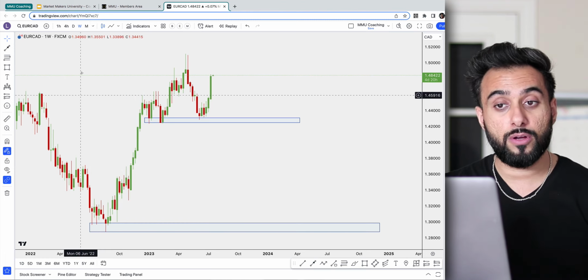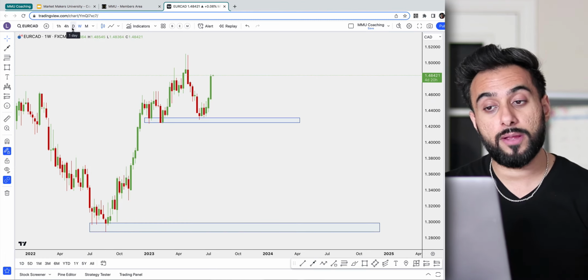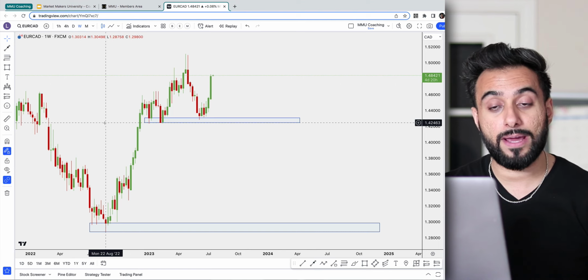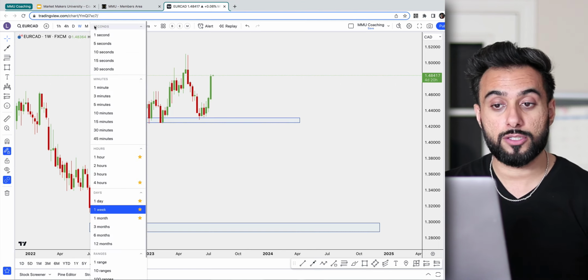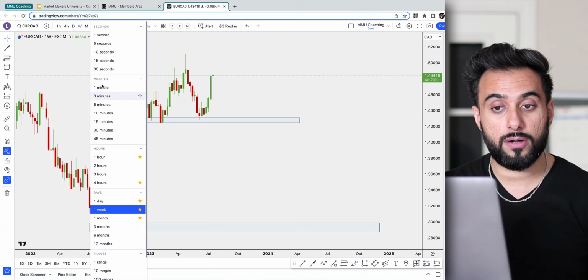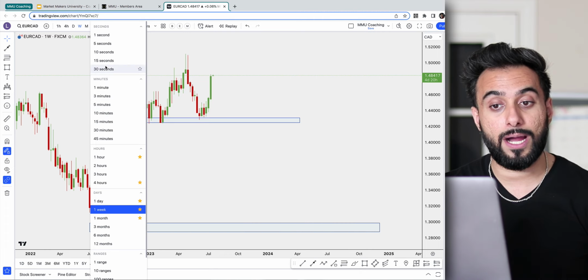So try to look for the zones on the bigger time frames, because they will hold much better compared to the zones on these much smaller sub 1 hour time frames.